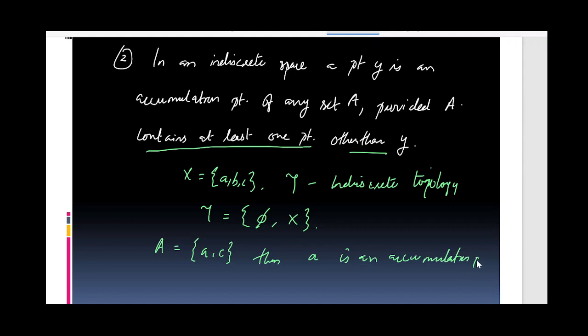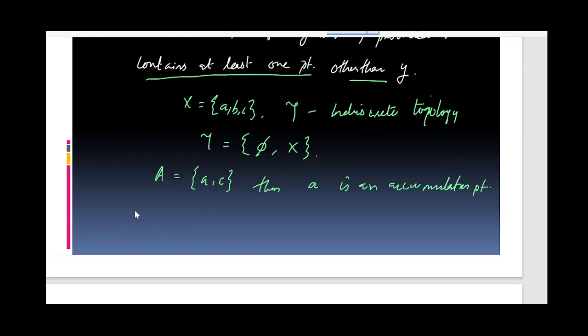A is an accumulation point. The reason is that you take an open set containing A. Here the only open set containing A is X alone. Now X contains C also, right? So A is an accumulation point.